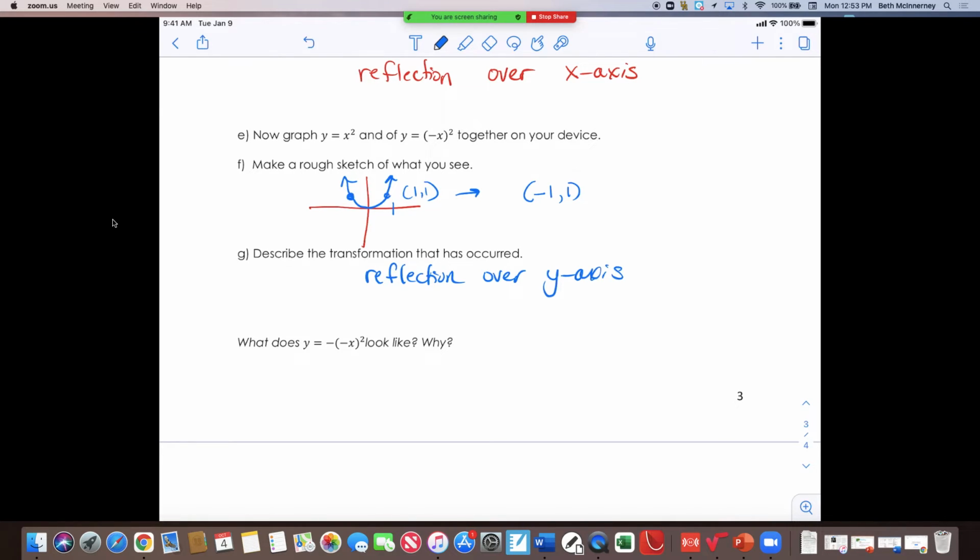All right, then what would y equals negative parenthesis negative x squared look like? Well, if you did the negative inside, it just flips the left side to the right, so it looks like the original. But then the negative out front flips it upside down. So this negative does a reflection over the y-axis, and this negative does the reflection over the x-axis.